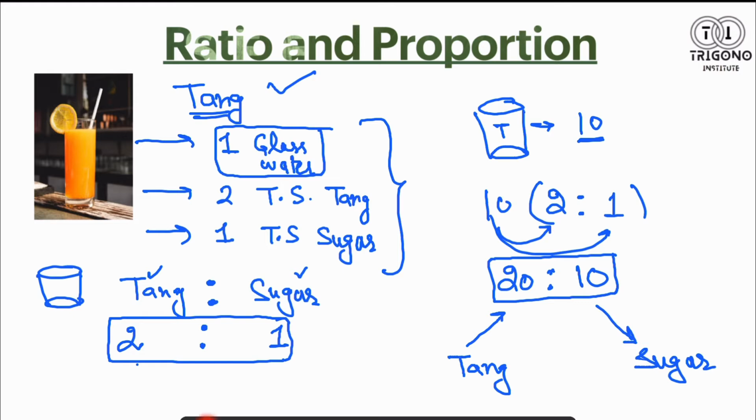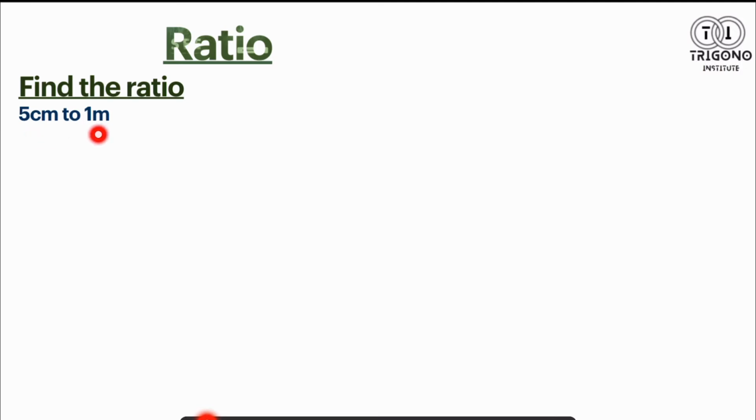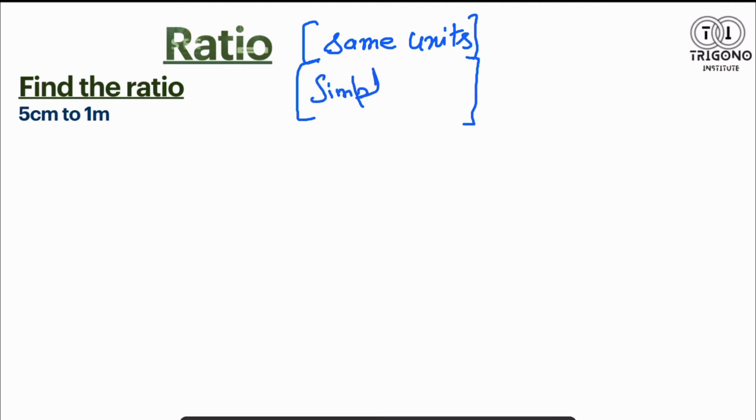Now I will talk about proportion. If two ratios are equal, that equality will be called proportion. I'll take examples of proportion at the last. Let me understand ratio more with some examples. Here I want to tell you one thing: a ratio will always be in the same units. And the second thing, a ratio is always in simplest form. We'll talk about the simplest form at the last.